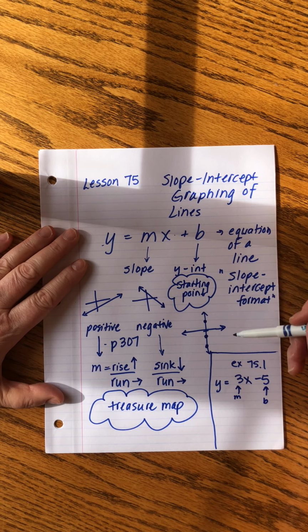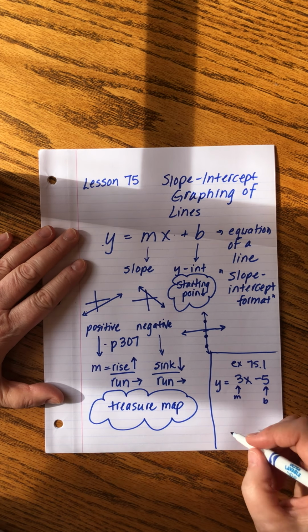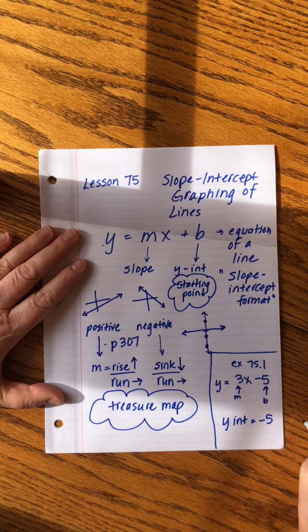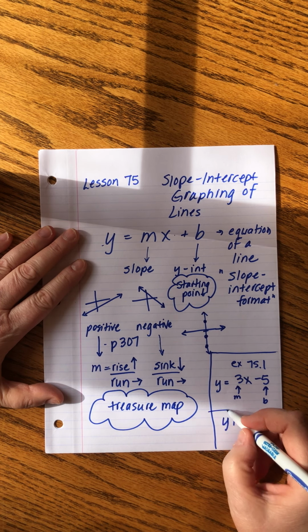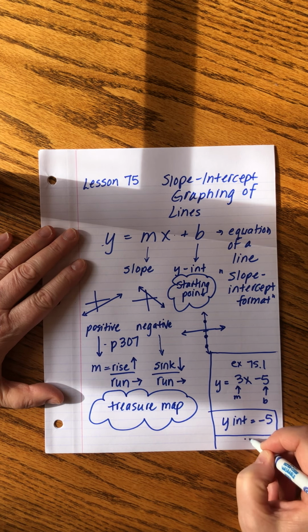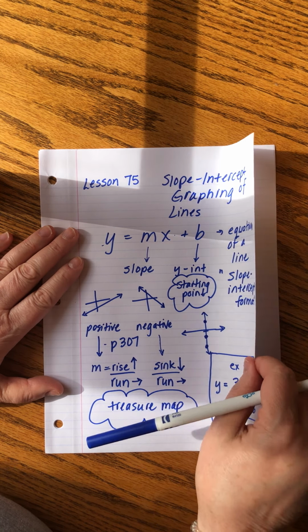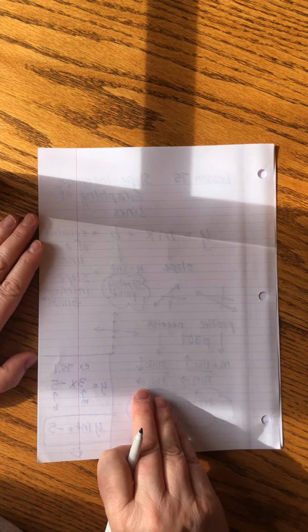See, I'm just matching the formats. So John wants to know, find the y-intercept of this line. So the y-intercept equals minus 5. And that's the right answer. Yay! Okay, so far so good. Flipping it over.